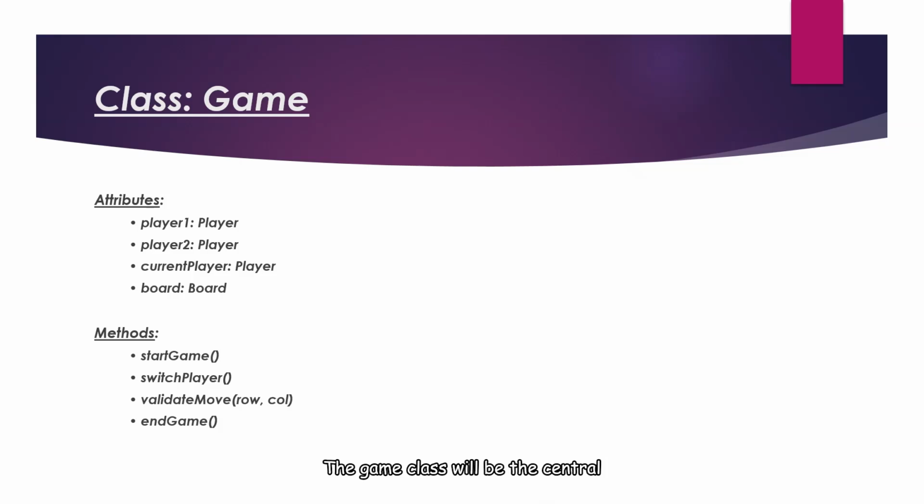The game class will be the central controller of the Tic-Tac-Toe game. It will manage the overall game flow by controlling the alternation between players and determining the game's state. Key methods in this class will include startGame, which initializes the board and starts the game loop, and switchPlayer, which alternates turns between the two players.